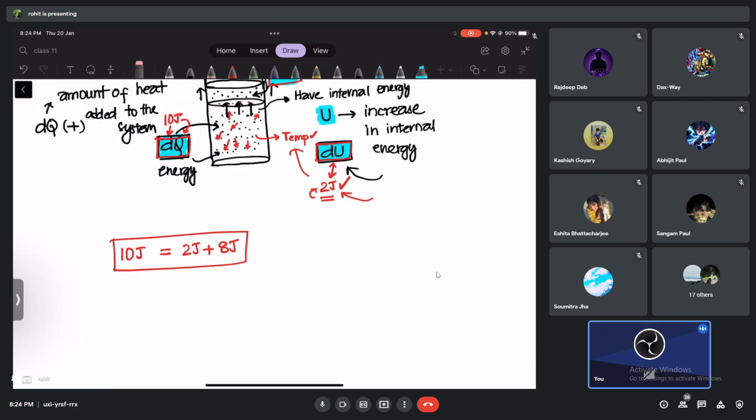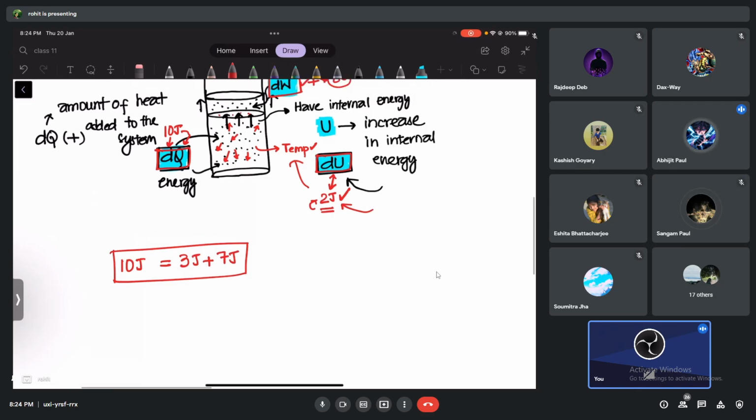If I write here 3 joules, what do you think will happen now? Is this correct or not correct? Not correct. The gas gains 10 joules of energy, it increases internal energy by 3 joules and also does 8 joules of work. This is not correct. If it has increased internal energy by 3 joules, how much has it spent in doing work, guys? 7 joules.